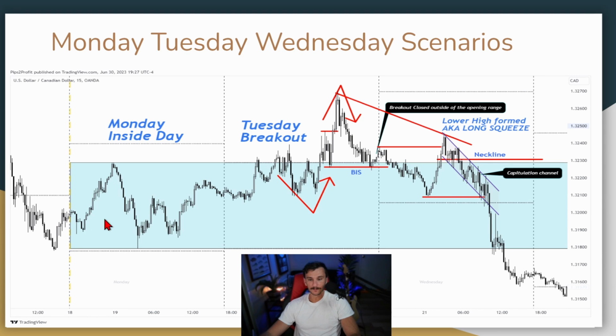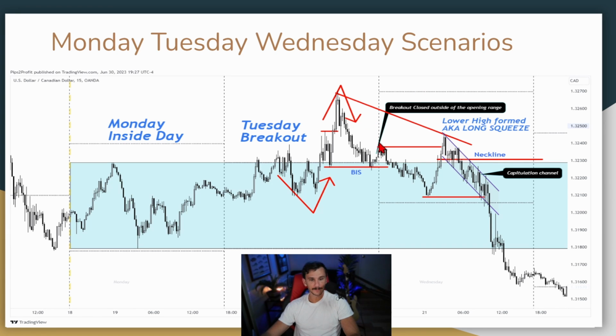Monday scenarios. Inside day. Tuesday breaks out. We have a peak formation low, which is simply just a swing low. This was the swing low. They made a higher high, so now we have a swing low. Peak formation high, peak formation low. This is a peak formation because it's simply a swing high.